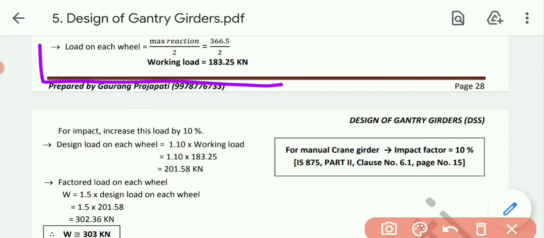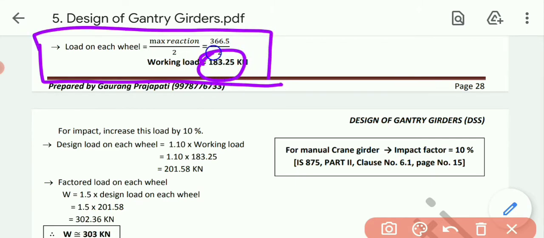So load on each wheel will be 366.5 divided by 2. So our answer is 183.25 kilonewton. Now for the impact load, this load is increased by 10%. That's the first change.